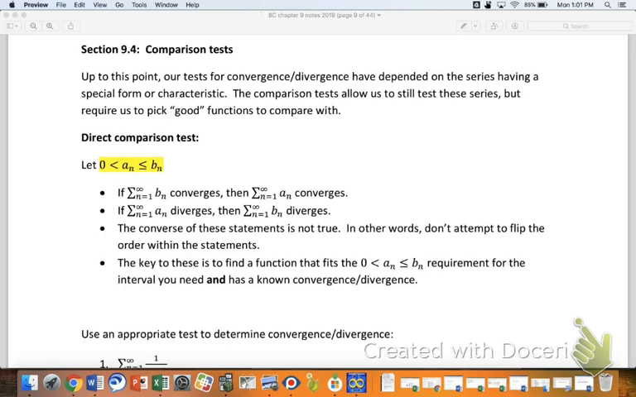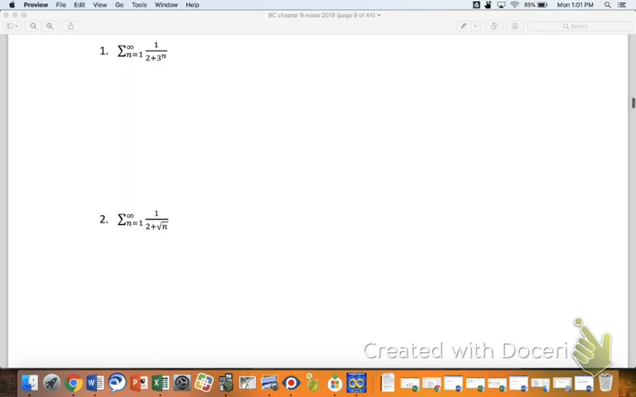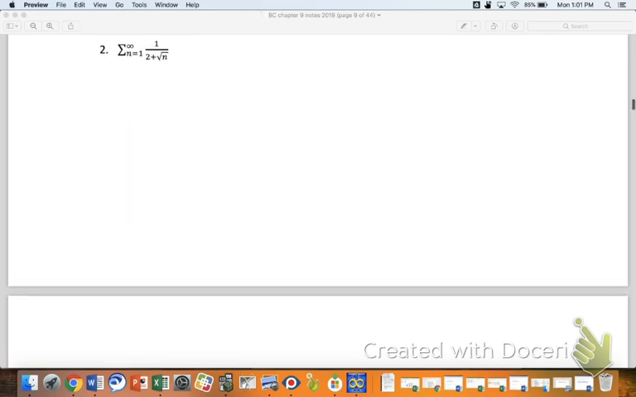I would say the one that we did last time, number one, was probably in the not that difficult category, right? You guys came up with it pretty fast. So that was great. I think you'll find number two to be a little tougher. So why don't you check this one out? 1 over 2 plus root n.